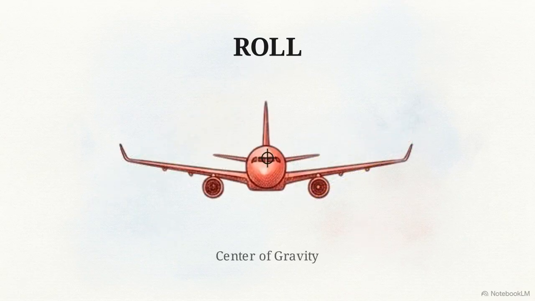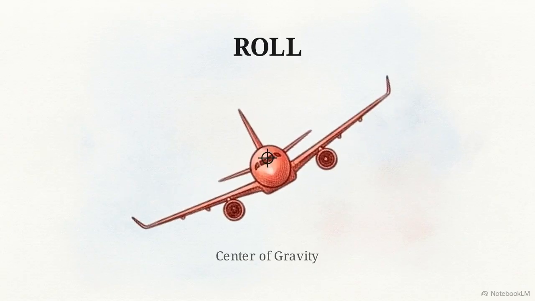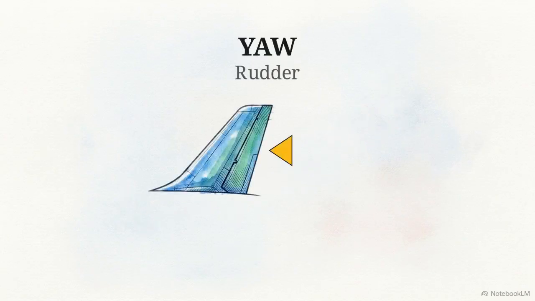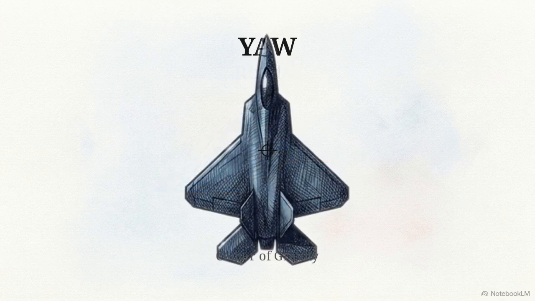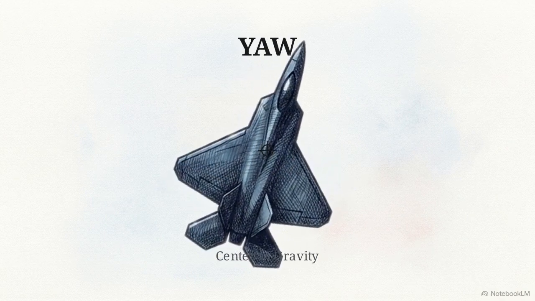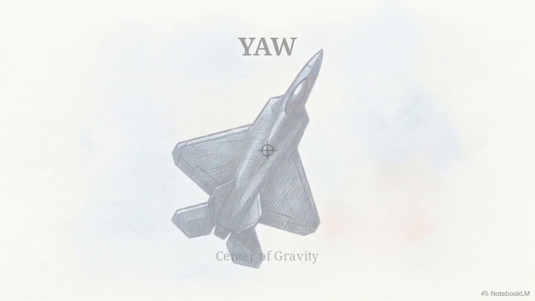Ailerons at the wingtips control roll by operating asymmetrically. As one moves up and the other moves down, they create a lift imbalance that forces the aircraft to bank. The rudder on the vertical tail deflects to the side, creating a sideways force that rotates the tail and pushes the nose into a yaw maneuver.